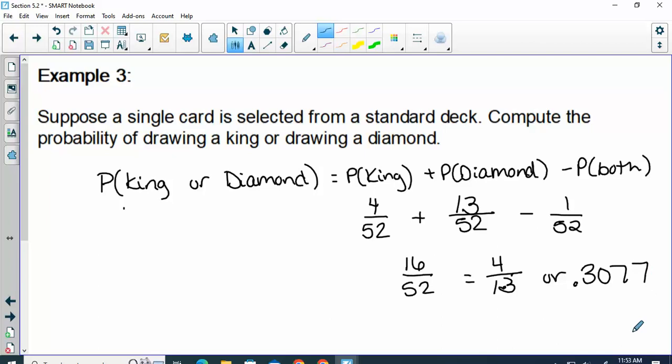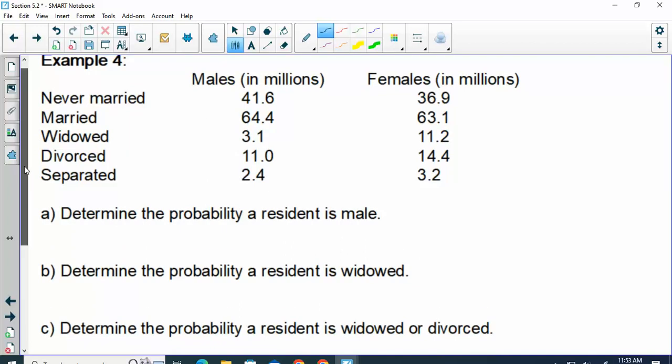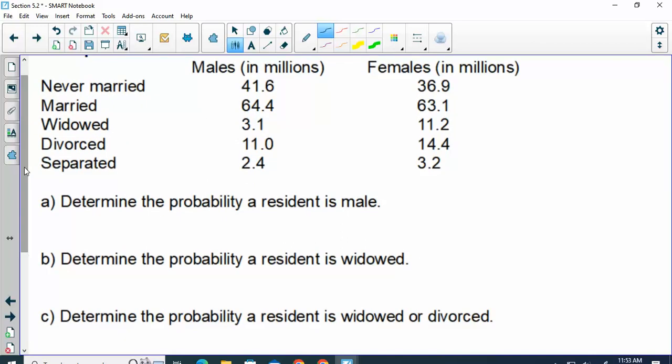Are we okay with those? Let's try one with a little bit different setup. So we are going to look at this table. So we are looking at residents in a particular area, and we have counted how many are male, female, and their marital status. Okay? So if I want the probability a resident is a male, what am I going to have to do first if I'm going to find any probabilities?